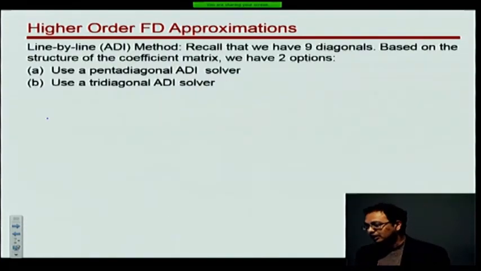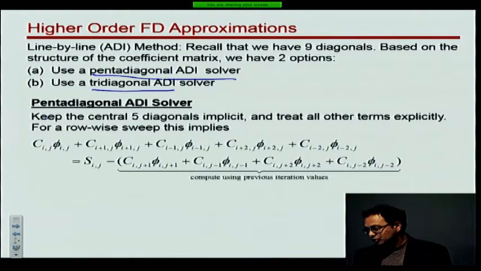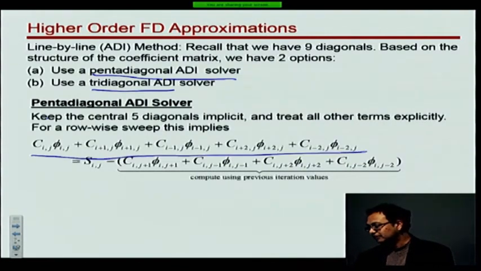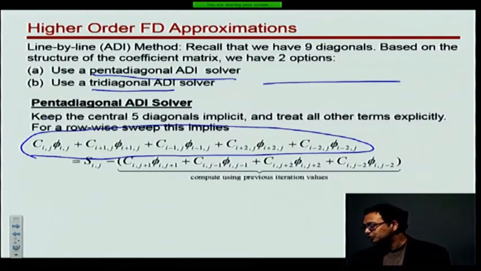Let's talk about line by line. If you do ADI, suppose you want to implement this in what you're doing now for your homework. How would you do it? There are two ways of doing it. One is to use what's called a pentadiagonal ADI solver, and the other is your traditional tridiagonal solver. So if you use pentadiagonal, what you do is you keep 5 terms on the left hand side implicit. Those 5 correspond to, suppose you're doing row-wise sweeps, those 5 nodes, and then anything to the north or south, those get transposed to the right hand side.